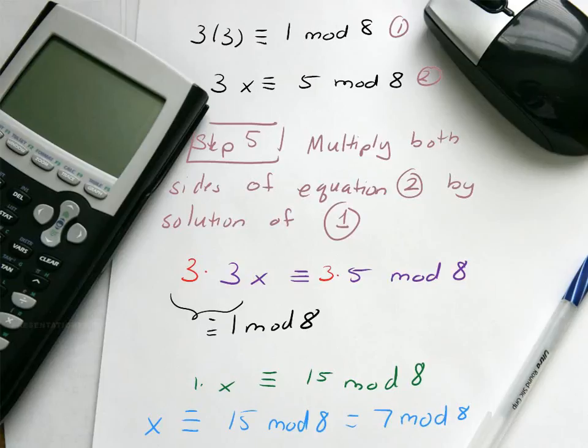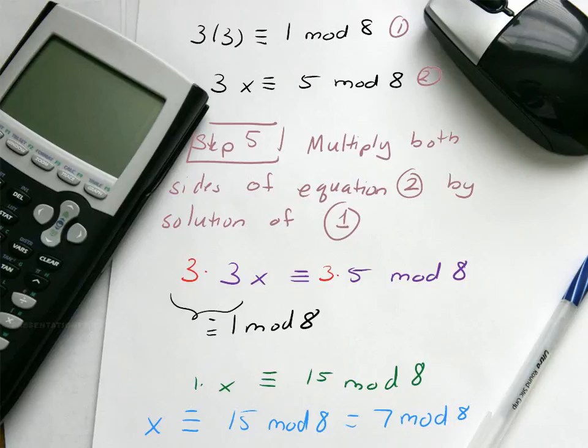Notice that this 15 is larger than this 8. Remember, all the congruence classes are boxes. So really 15 can be reduced to 7, because when I take 15 and divide by 8, I get a remainder of 7. So 7 is the reduced form of 15 in the box. So I just changed this 15 to 7.